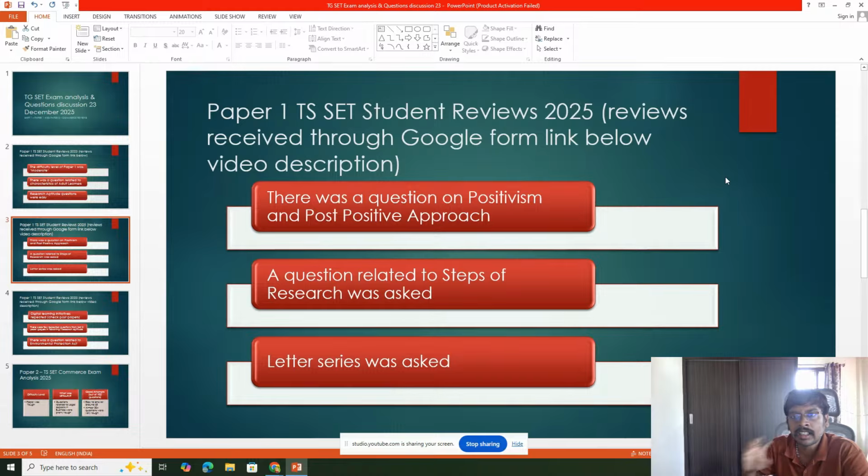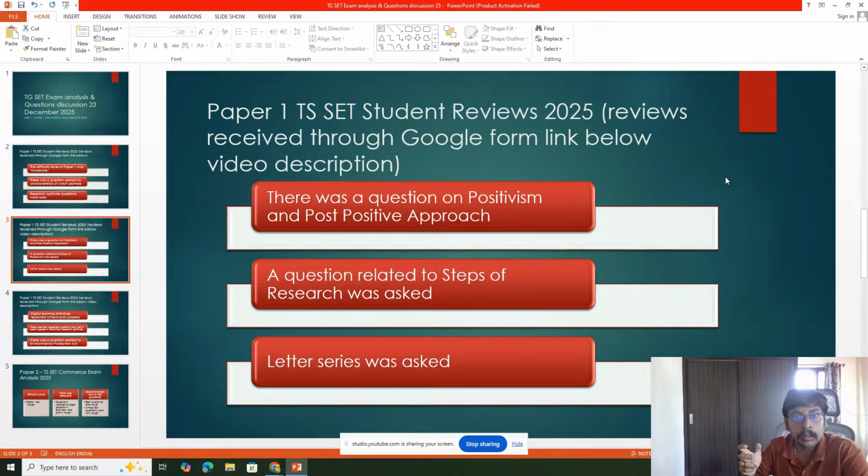And there was a question related to steps of research. This is a general common concept that is usually asked in the TG SET exam, and it appeared in the shift 1 exam of today also. On day 1, on 22nd, there were questions on research style and thesis style. Today there was a question on steps of research.